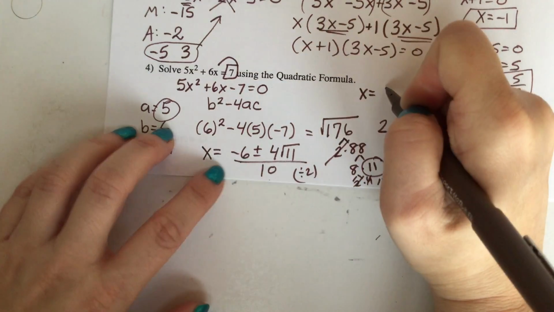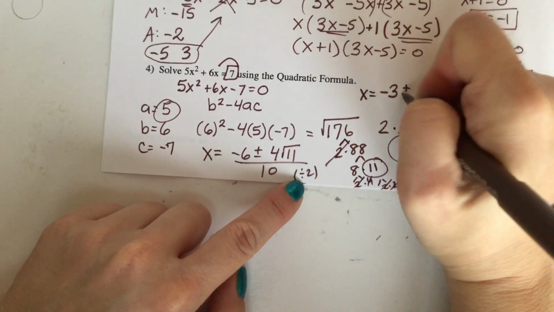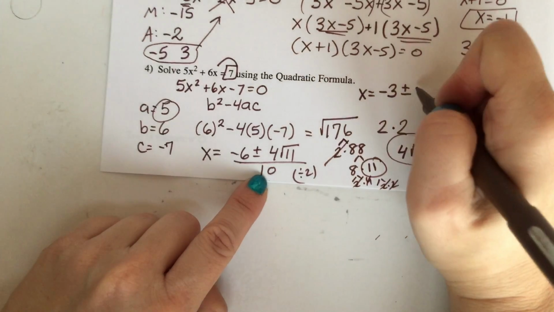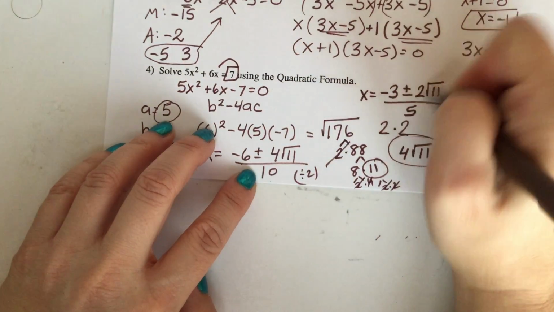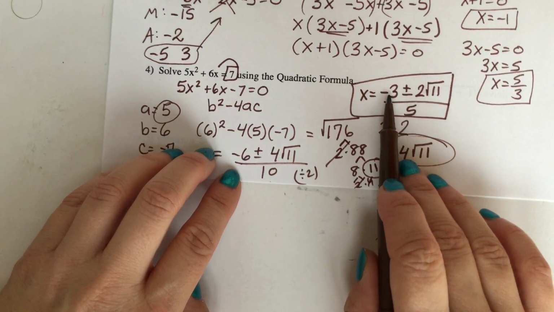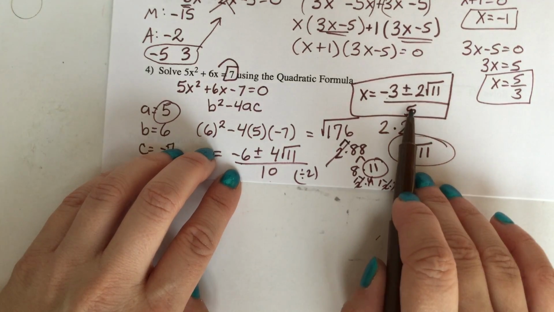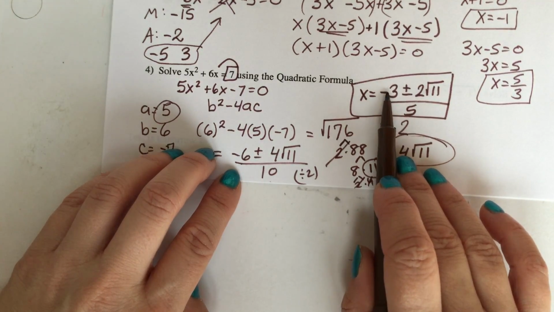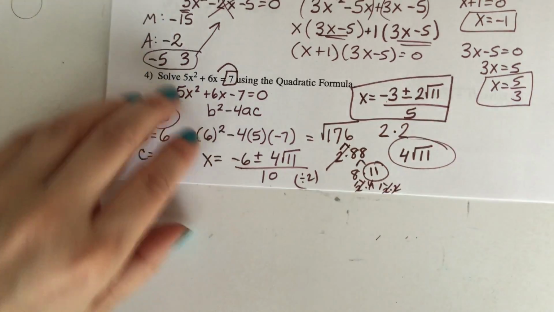So my solution would be negative 6 divided by 2 becomes a negative 3, plus or minus 4 divided by 2 is 2, square roots of 11 over 10 divided by 2 is 5. Here are your 2 solutions. Remember, there are 2 solutions because in one solution you are adding the values in the numerator over the denominator, and in your other solution, you are subtracting the numbers in the numerator over the denominator. Let's keep on going.